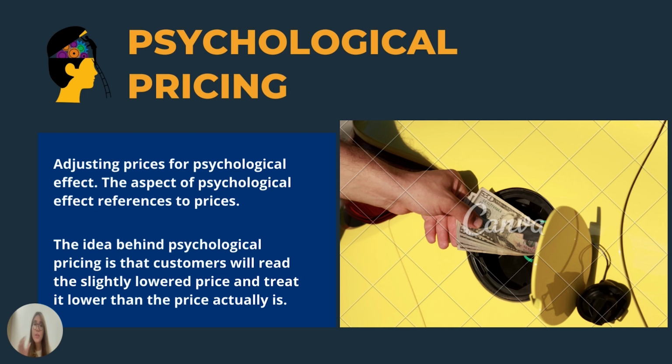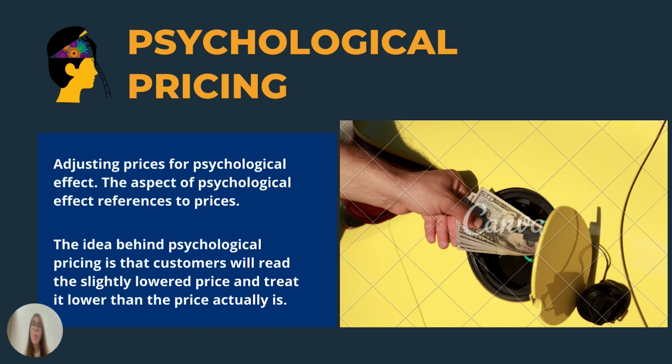Continuing, psychological pricing. Psychological pricing is adjusting price for psychological effects. An example of psychological pricing is an item that is priced at $3.99 but perceived by customers as $3 and not $4, treating $3.99 as a lower price than $4. So that's one of the psychological pricing examples.